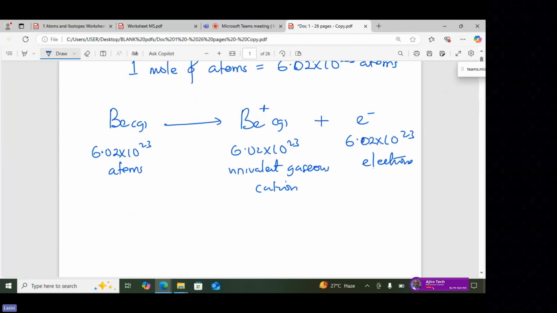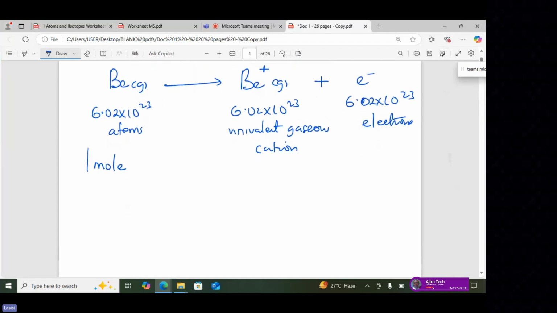Each of the atoms is like, how many eggs are in a crate? 12. A crate of eggs. How many eggs are there? 6 or 12. Okay, let's not use that one, that will not work. Let's just say a dozen human beings. Each of them loses one electron. A dozen of them consists of 12 people. Each of them loses one electron. So here, one mole of gaseous atoms, each atom loses one electron.